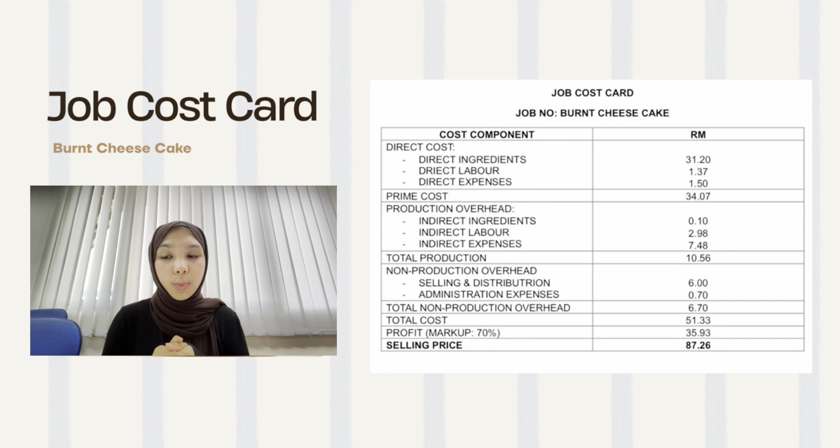For the total cost, we will total up the prime cost, total production and total non-production overhead, and then we will get 51 ringgit and 33 cent. And then for the profit, we mark up for like 70 ringgit, and then we will get 35 ringgit and 93 cent. And how to get the selling price is we total up the total cost plus the profit that we already mark up, and then we will get the selling price is 87 ringgit 26 cent.